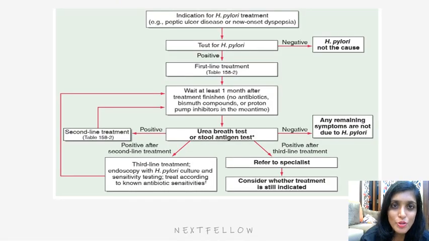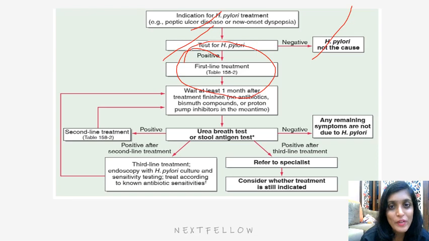When a patient comes to you with an indication for H. pylori treatment, he should be tested for H. pylori. If it is negative, rule it out. If he is positive, first line treatment should be started. Now, you have to wait at least 1 month after treatment finishes before changing the treatment or having further investigations. No antibiotics, bismuth compounds or PPIs in the meantime. Then you do a urea breath test or a stool antigen test.